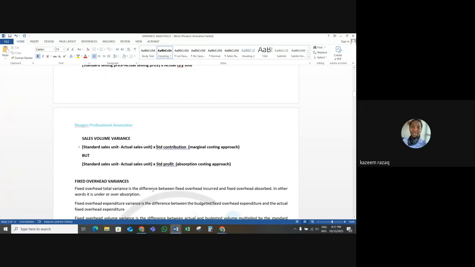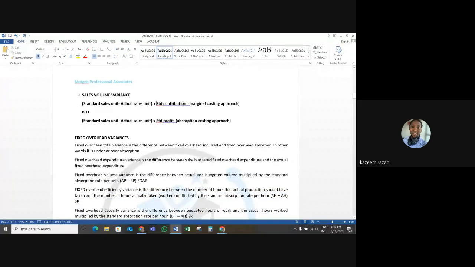Now for fixed overhead variance, this variance is far different. In fact, your AQ, AP, AQ, and SP approach will not work. It will not work for two variances. It will not work for sales variance, of course. You can still crop it to work for sales variance, but it will never, ever work for fixed overhead variance. Do you understand? If you remember earlier, I was telling you about the difference between standard price and budgeted price. Am I right?